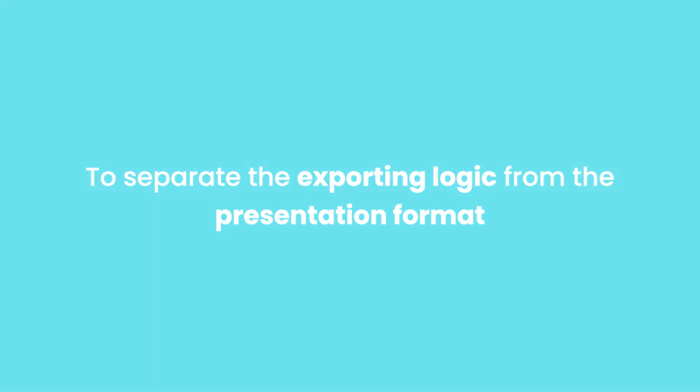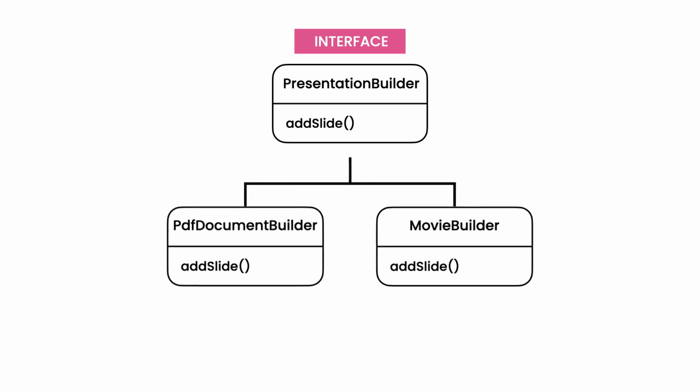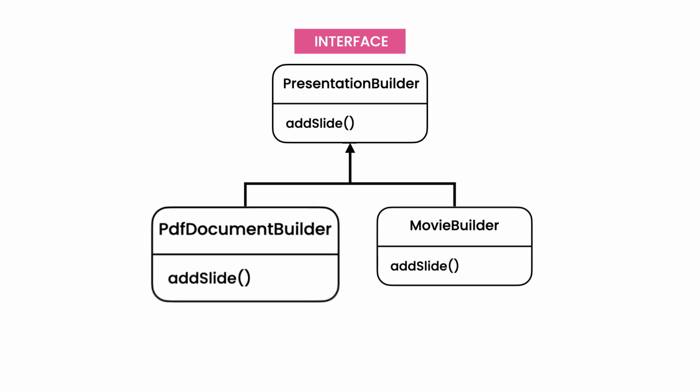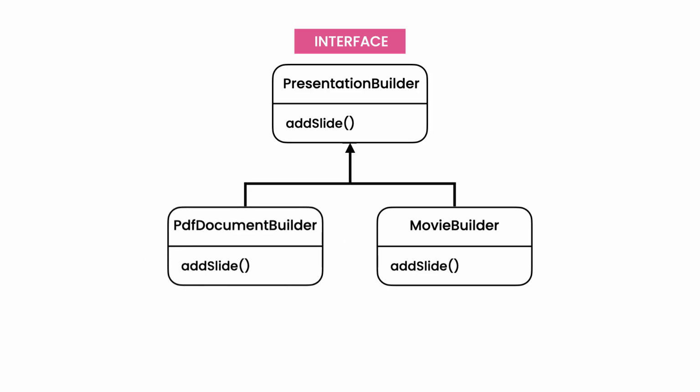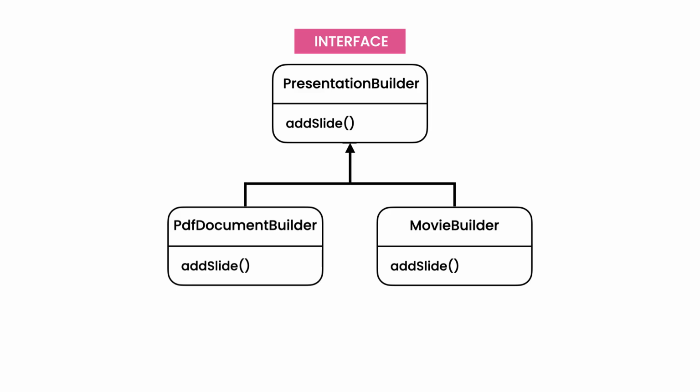So here's what we're going to do. We're going to define an interface called presentation builder with a method called add slide. Now we can provide various concrete implementations of this interface. For example, we can have PDF document builder, which knows how to create a PDF document, and movie builder, which knows how to build a movie.